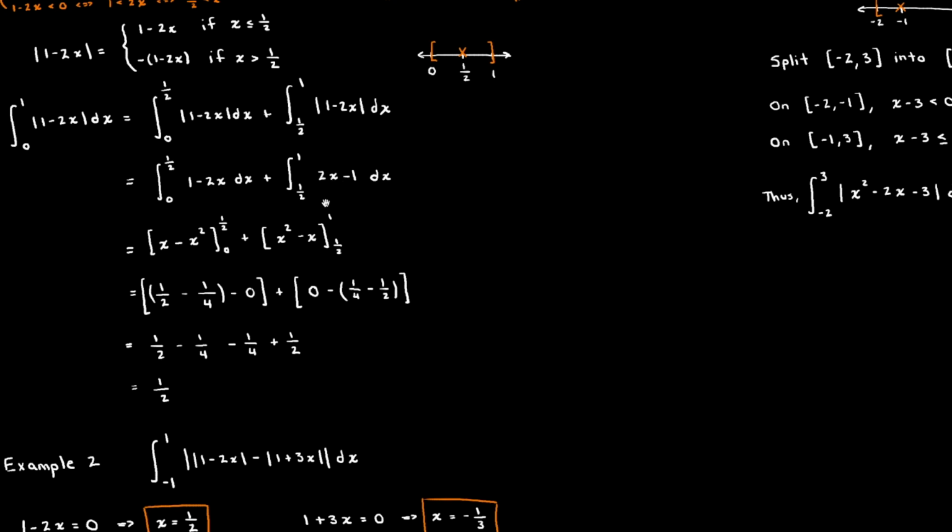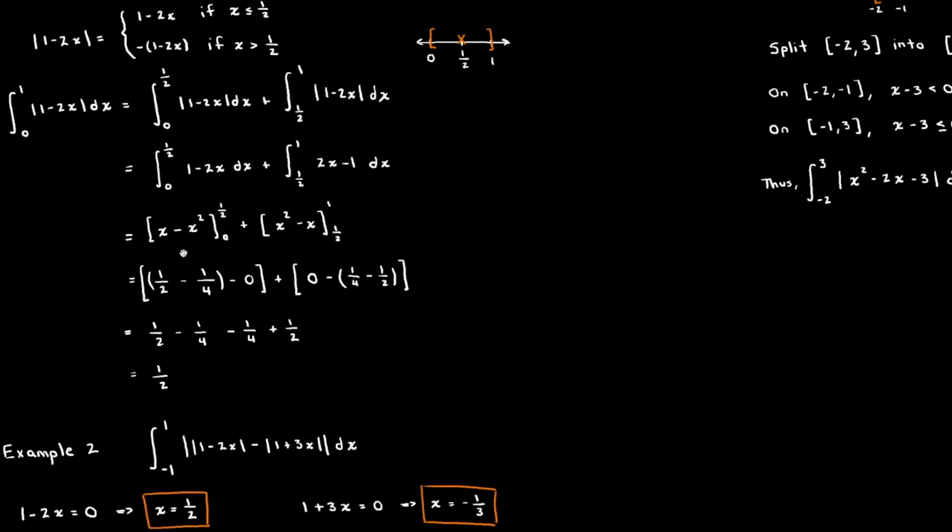And now these are just two polynomials which we can integrate. We have two definite integrals with some polynomials which we can integrate no problem. And I carried out the work here. You can check it out. The main idea was really understanding this case analysis. But the answer we'll get is 1/2.